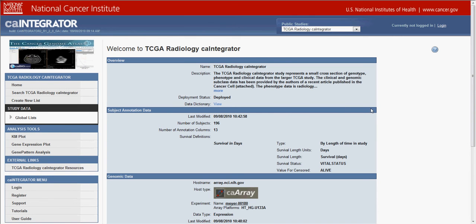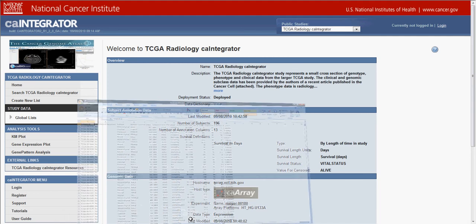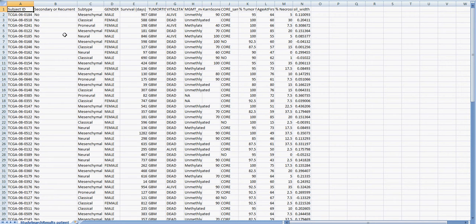Let's look at the data that we're going to use for this particular analysis, that is the clinical data and the genomic data. The clinical data is collected and stored in C Integrator from a group of patients with glioblastoma. The information includes the subject ID, which is basically the patient ID, the subtype of tumor each patient had, genes, gender, survival days, and some other useful information.